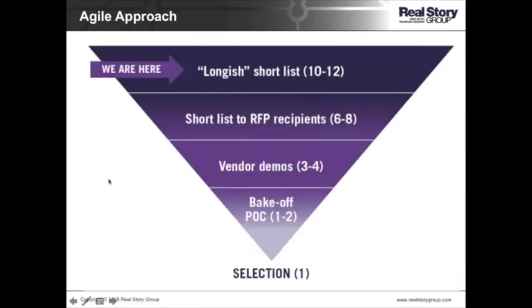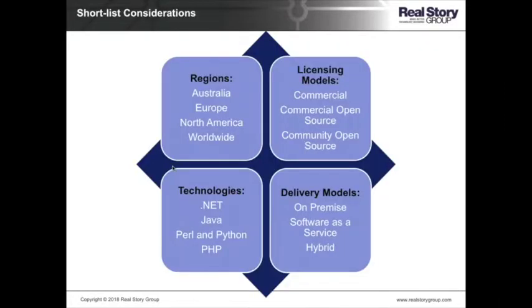And then you want to take an agile approach that's very iterative. So you start with a long list. You can use our tools to help build that short list, and then send out an RFP, go through vendor demos based on the RFP, and a bake-off. Now, the key thing about this is that your RFP is not a traditional RFP that's got a bunch of feature requests, but is much more narrative.